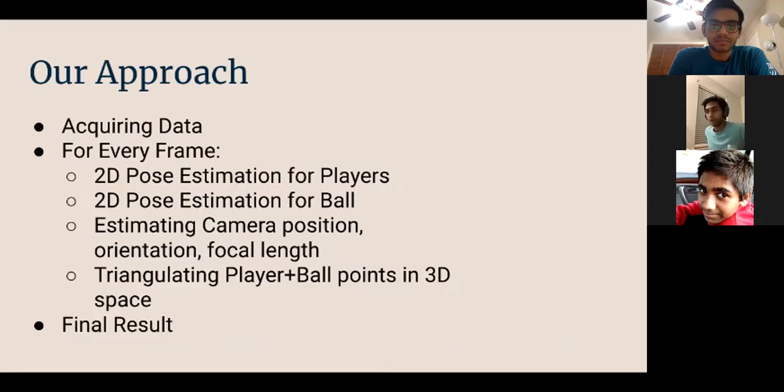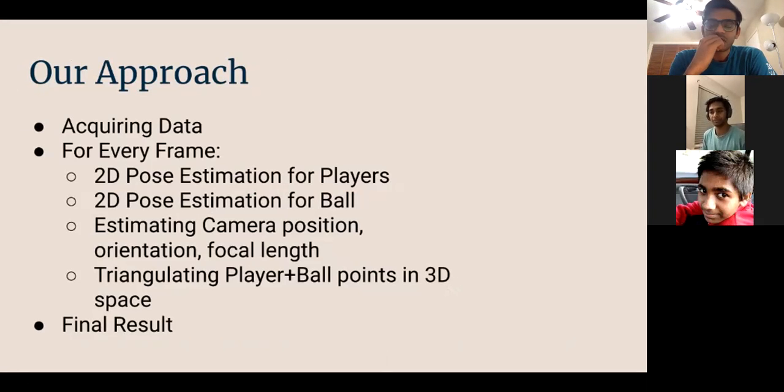So first step was acquiring data, which we'll talk about next slide. And then after we had our data, which was a video, for every frame, we found the players in the image plane and we found their 2D pose. So these are like stick figures in the image. And then we found the position of the ball in the image plane. So this is a 2D location for the ball.